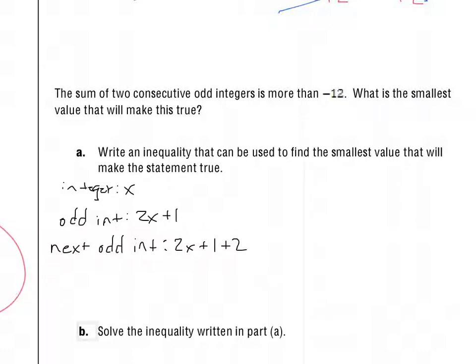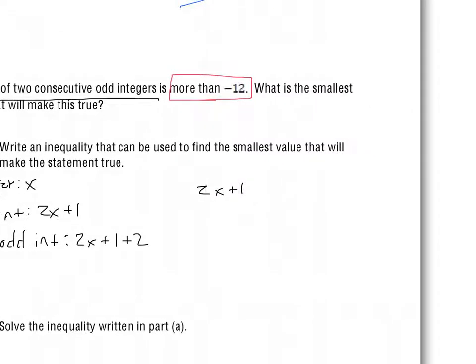So we need the sum of the 2 odd integers, so that would be these 2 here, to be more than -12. So looking at this, more than -12, which inequality symbol are we thinking about here? More than -12 would be greater than -12. So our inequality here is going to be 2x plus 1, and because we're summing our 2 integers here, odd integer 1 and odd integer 2, plus 2x plus 1 plus 2 is going to be greater than -12.